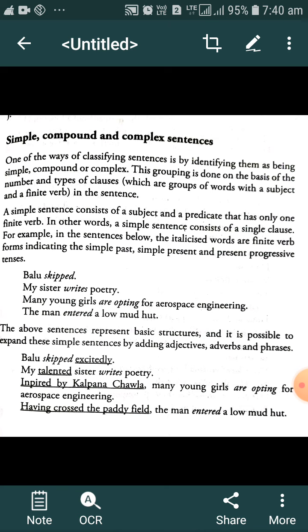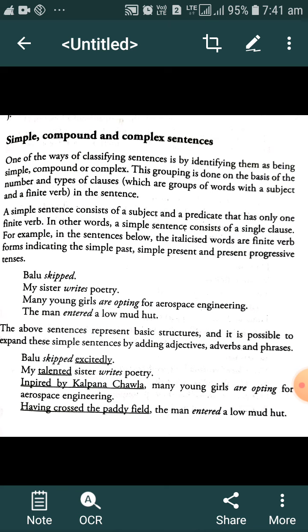Here we haven't used opts because girls, the subject, is plural. That's why there is only opt. Inspired by Kalpana Chawla, a young girl is a singular subject. That's why we have to add the suffix s: opts. Inspired by Kalpana Chawla, a young girl opted. We have to denote that action in the simple past. That's why we have changed the form of that verb. We have made it simple past.